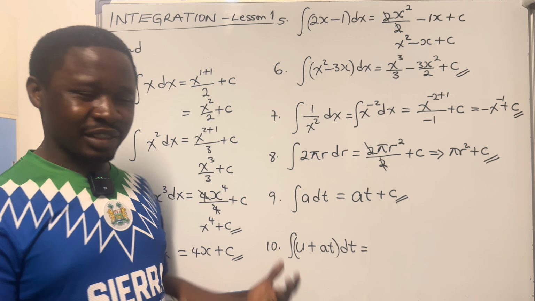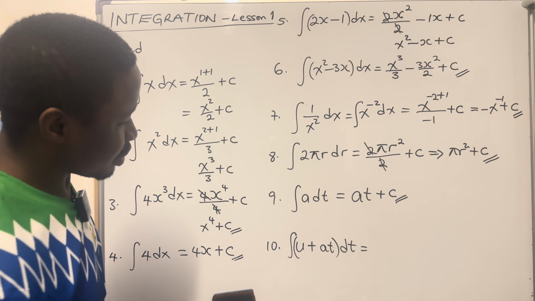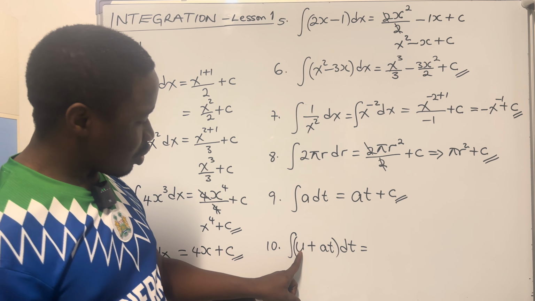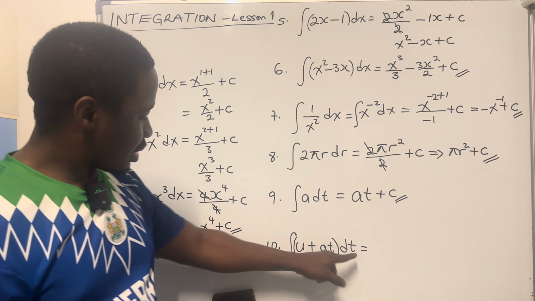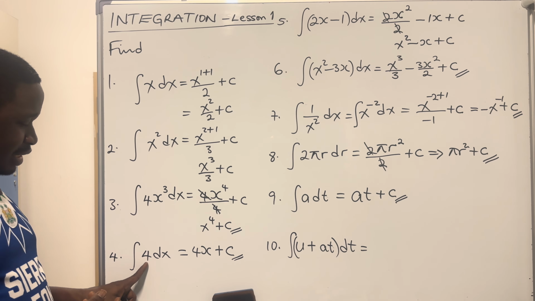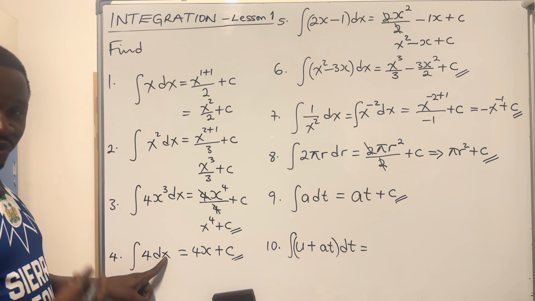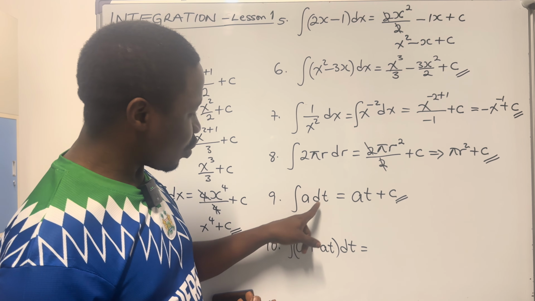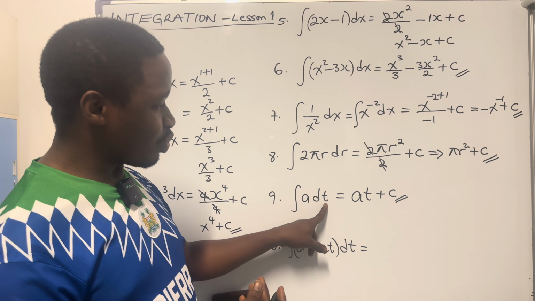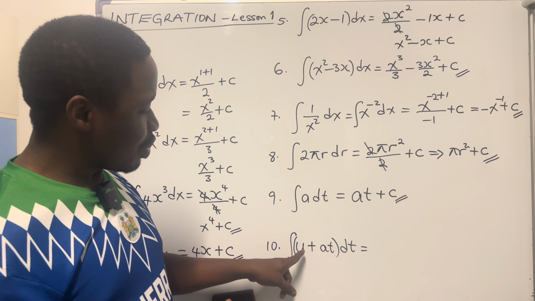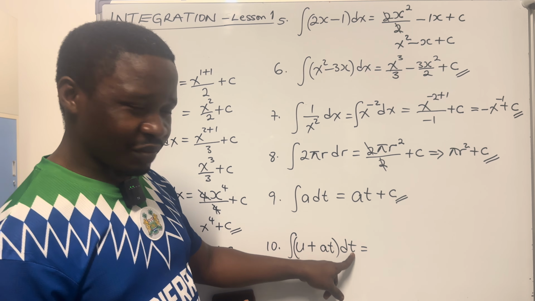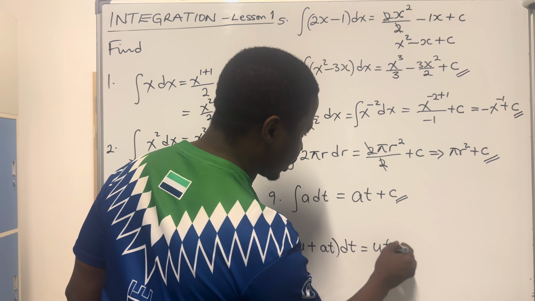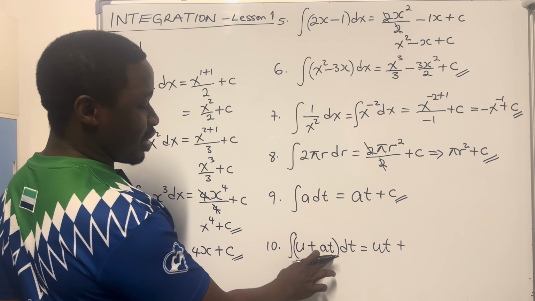u plus at, one of the equations of motion. U is a constant. How do we know? Because it does not contain this t. How do we know 4 is a constant? It does not contain x. So integrating it will give it x. How do we know a is a constant? It does not contain t. Integrating it will give it t. How do we know u is a constant? It does not contain t. Integrating it will give it this letter. So we say ut. The variable is t.